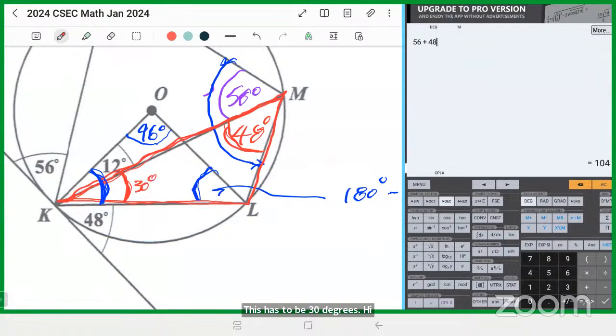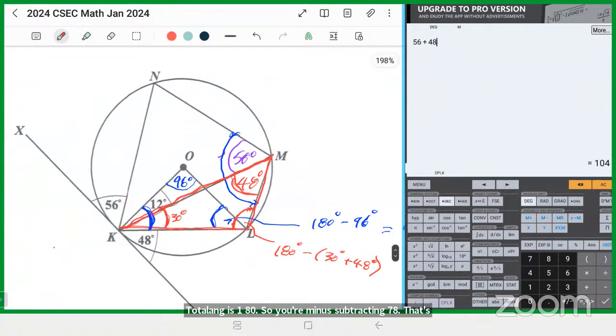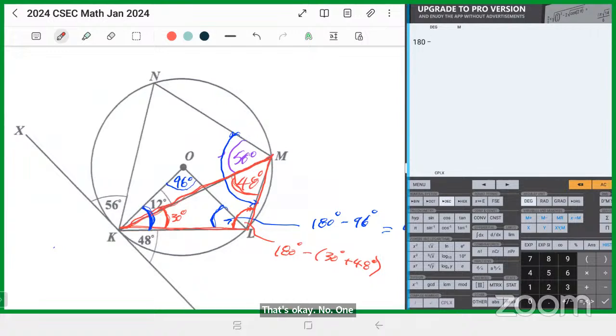And they're asking us for this over here. So that has to be 180 minus the 30 and the 48. Our total angle in the triangle is 180, so you're subtracting 78. 180 minus 78 is 102. Yeah, 102.